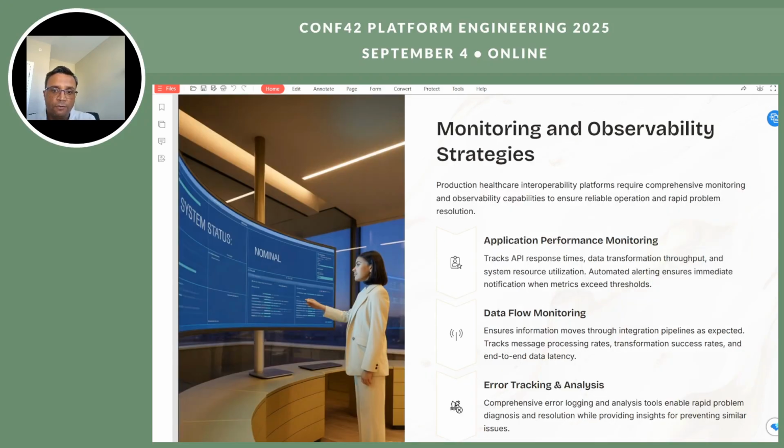Obviously, while we have all of this, there have to be monitoring and observability strategies aligned with all of the implementation. So, talking through this, while we have the FHIR APIs, application performance monitoring tracks API response time, data transformation throughput, and system resource utilization. Automated alerting ensures immediate notification when metrics exceed thresholds.